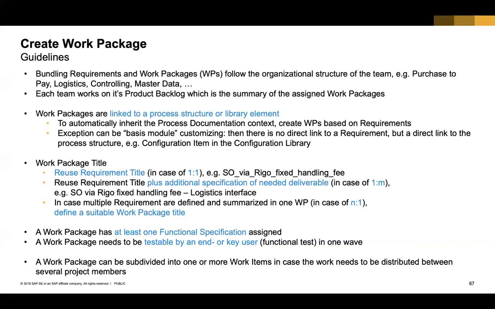So if a requirement is assigned to a process structure like create purchase order, for example, that linkage is automatically inherited into the work package that is created to realize this requirement. Right? If a work package is created from a requirement, it will inherit the process structure from the requirement. It also inherits the categorization, classification, and so on. So a lot of information actually flows from requirement into work package as well, right?